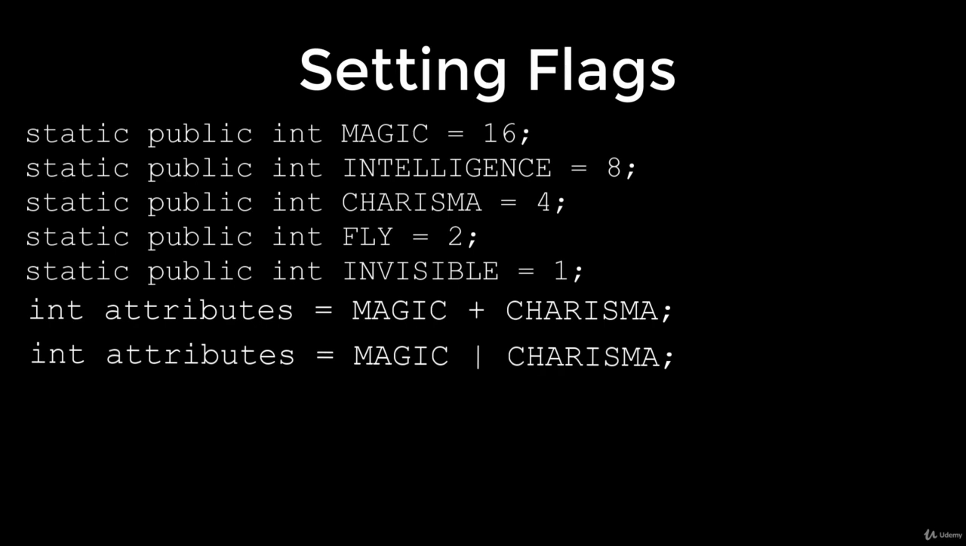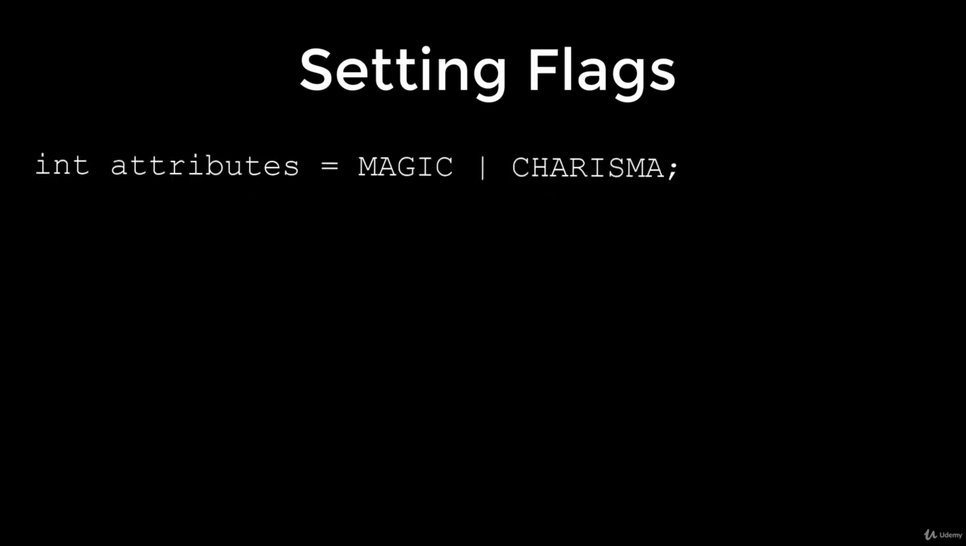Now you're probably looking at this wondering, do I use addition or do I use the bitwise OR for combining these values? Well, the answer is you could actually use either one of them. None is faster than the other in this particular case. Bitwise operators are faster than multiplication and division operators, but not addition and subtraction. So when setting your flags, it doesn't really matter which one you use. Now let's say your character already has magic and charisma, but you want to add intelligence. This is easily done with the OR equals operator like this.